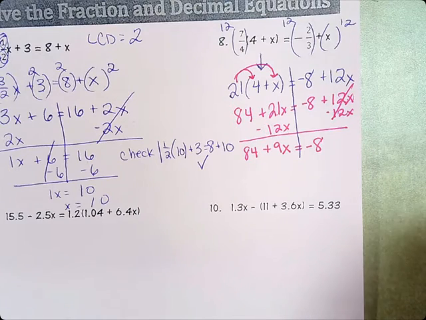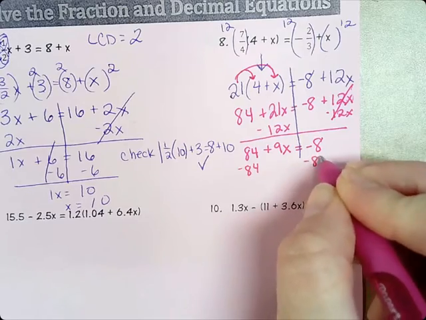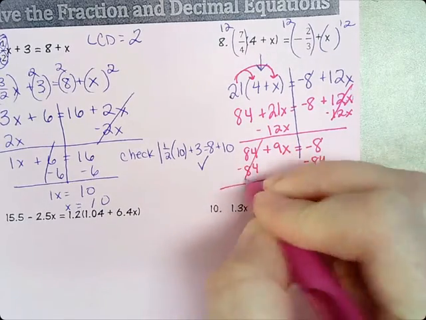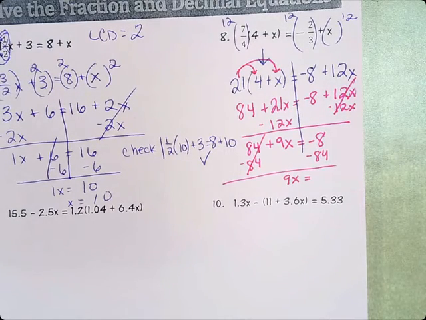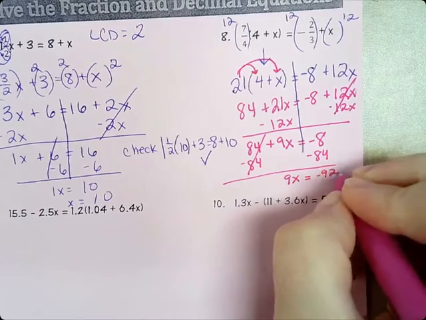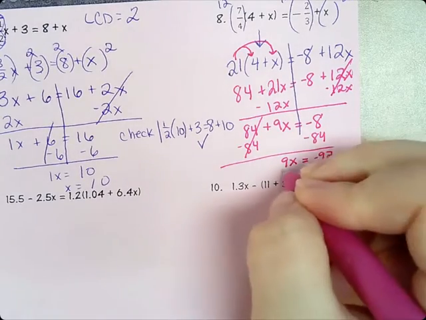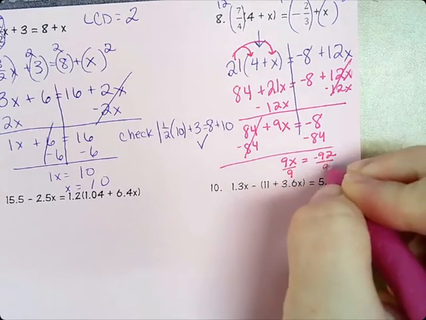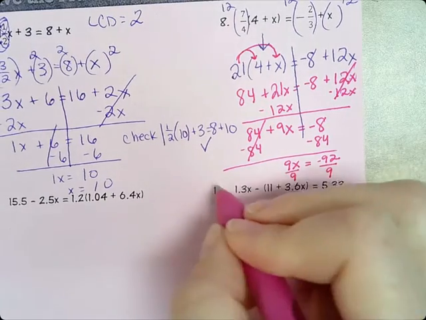And then what do we do? Minus 84. Negative 8 minus 84. Negative 92. And then we divide by 9. Making that even? It's not even. That's okay. So we have an answer that is a fraction.